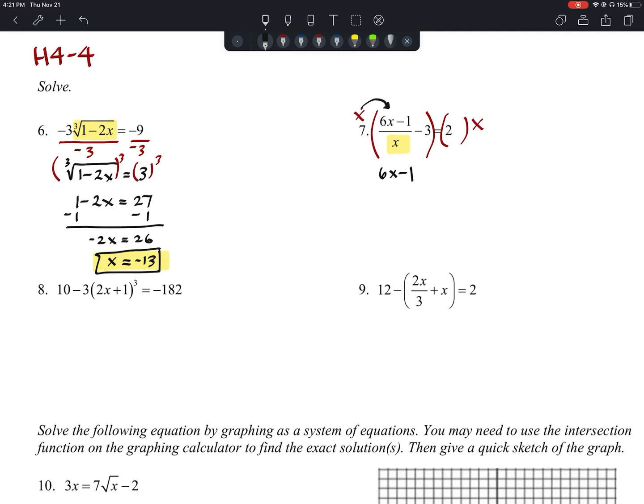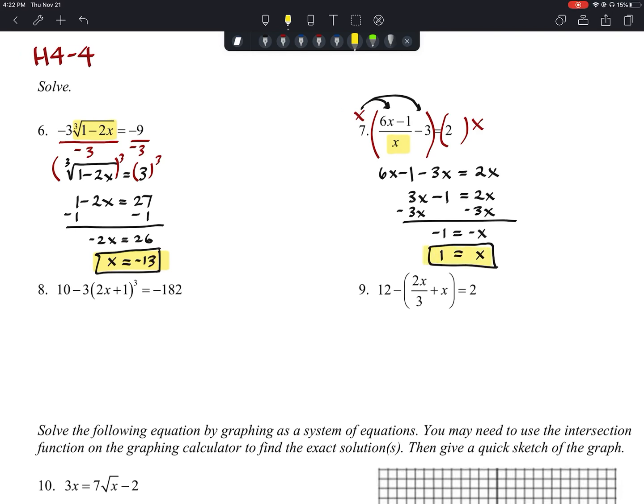And then, so we multiplied it times this, and now we're multiplying it times the -3. So we have minus 3x, and that should equal 2x. Simplifying the left side should give you 3x minus 1 equals 2x. And I'm going to go ahead and just subtract 3x from each side. So I have -1 is equal to -x, which means that positive x should equal +1. And that ends up being our answer for number 7.